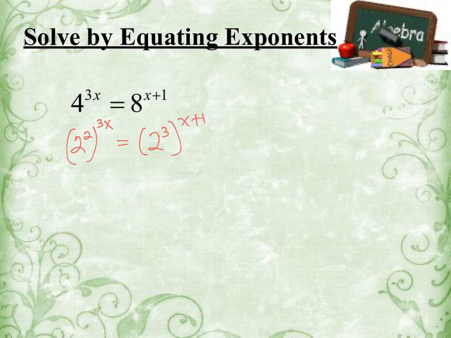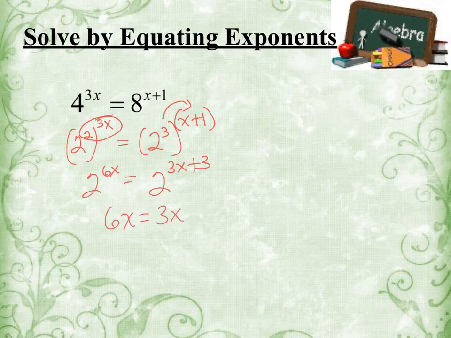And then we have x plus 1. I am going to put the x plus 1 in parentheses just to remind me that when I have a power raised to a power and I'm multiplying, I have to do the distributive property. So remember, power raised to a power is multiplying. So now we get 2 to the 6x equals 2 to the 3x plus 3. I distributed as I went. And we're back to where we started. We have the same base. I can set the exponents equal to each other.